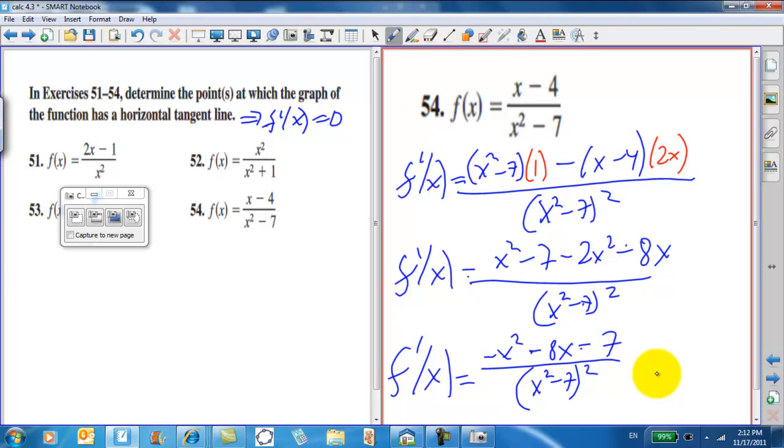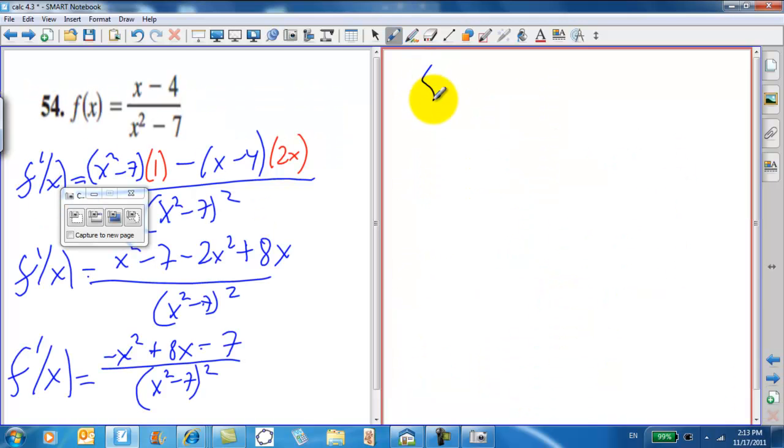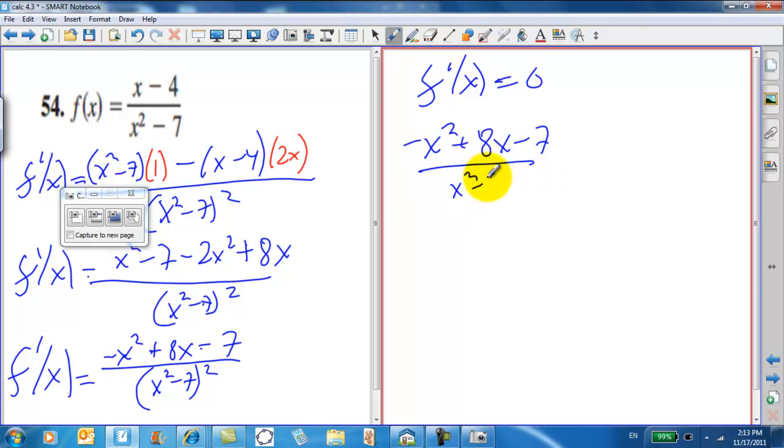Let me just check that on my calculator. And I did find a transcription error here. This was plus 8x. And so this is plus here. Negative x squared plus 8x minus 7 over x squared minus 7 squared. All right, now it just remains to be seen when the derivative is equal to 0. So when is negative x squared plus 8x minus 7 over x squared minus 7 squared equal to 0?